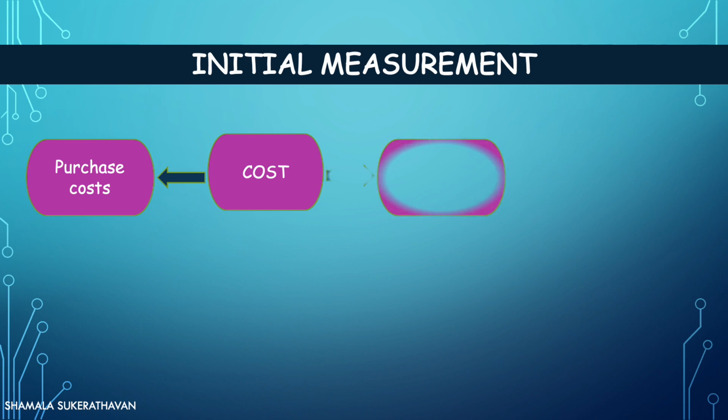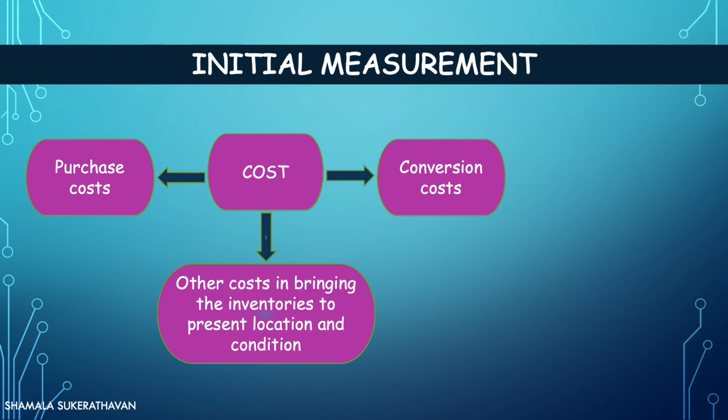2. Conversion cost. This includes all direct material, labor, and a systematic allocation of fixed and variable production overheads that are incurred in converting materials into finished goods. 3. Other costs in bringing the inventories to their present location and condition. For example, it may be appropriate to include the cost of designing products for specific customers.